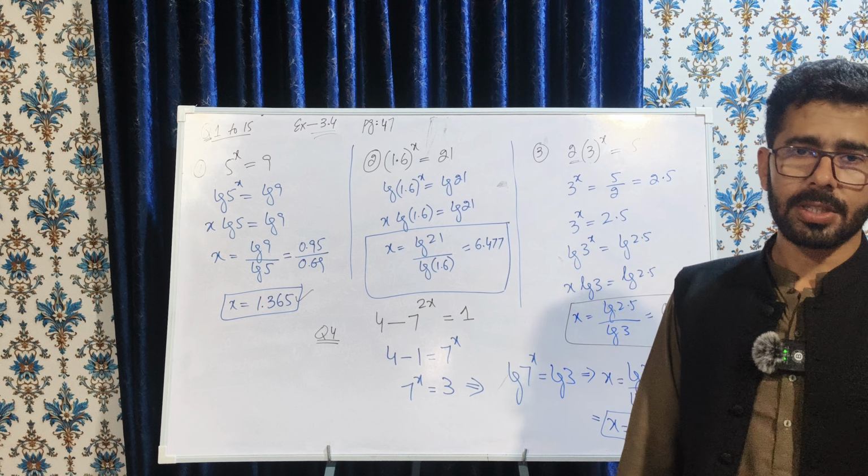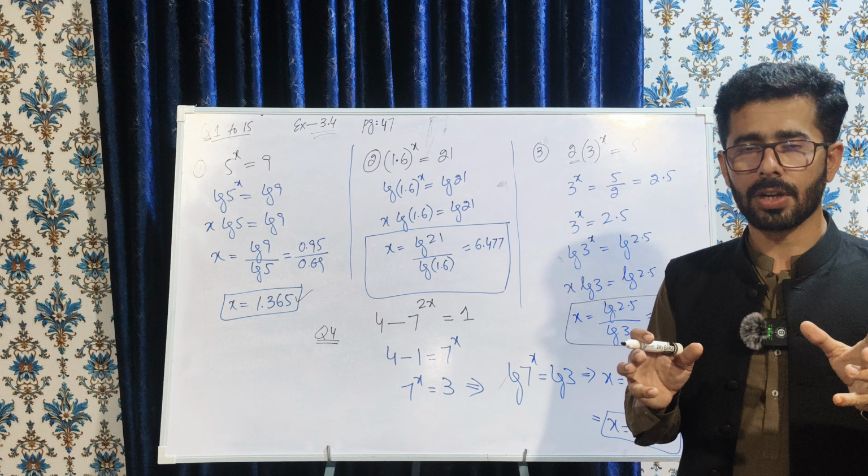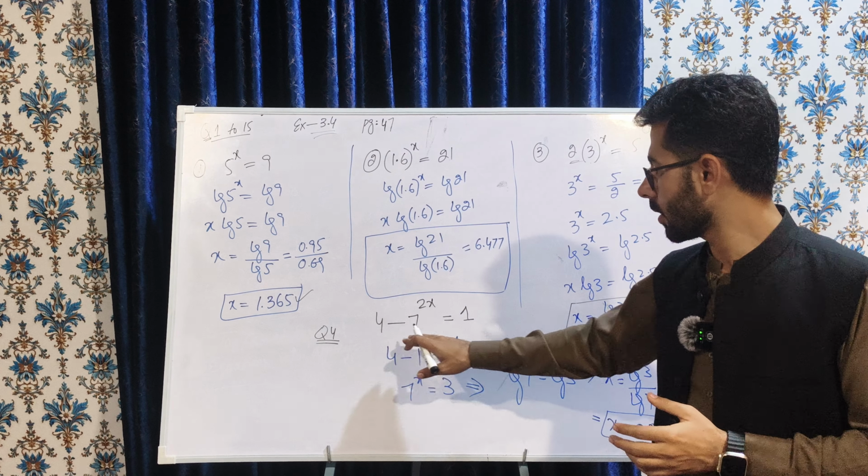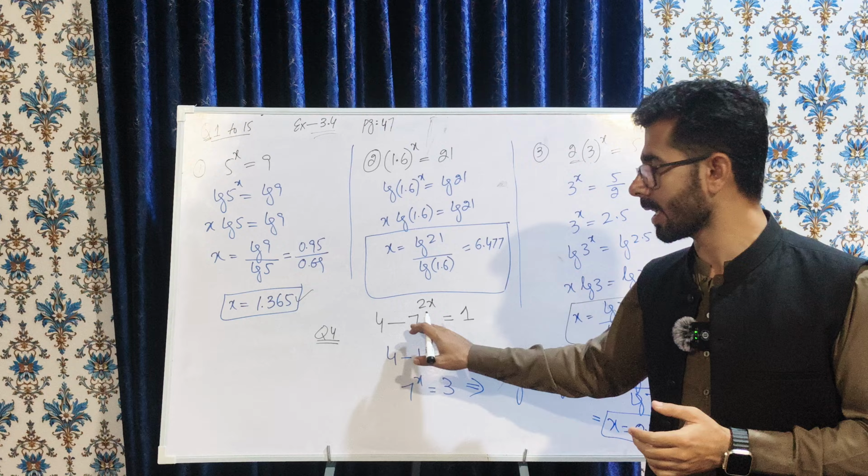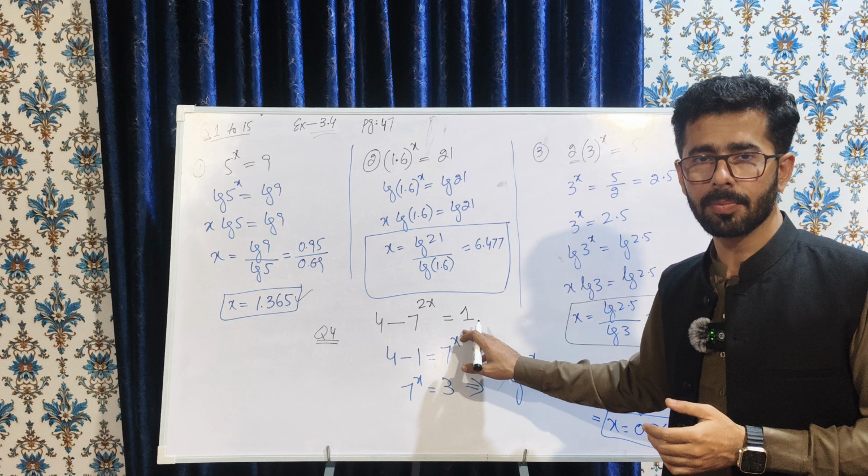Question number 4 is pretty much the same. It has a bit different structure, so I wanted to discuss it here. It has the equation 4 minus 7 power 2x equals 1.